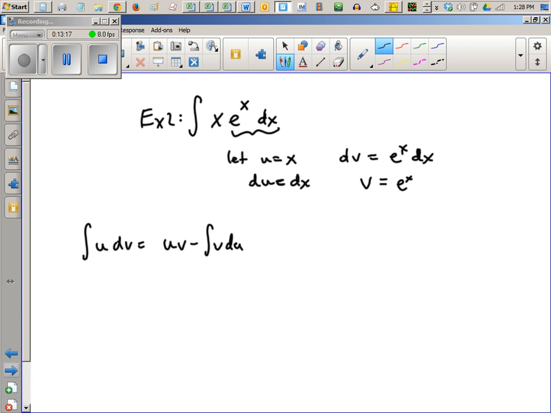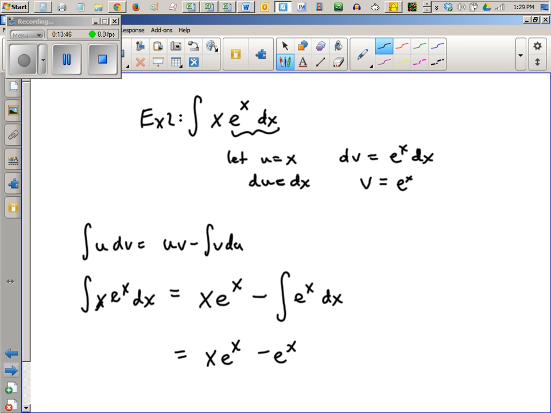You know, the integral of u dv equals uv minus the integral of v du. And we plug everything in. So the integral of x e to the x dx is equal to, okay, now what's uv? x times e to the x, good. Minus the integral of v du, so that's just e to the x dx. So my answer is x e to the x minus e to the x plus c.